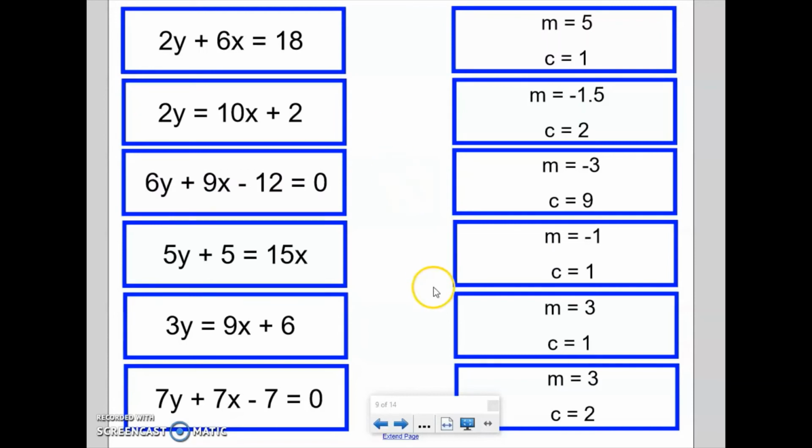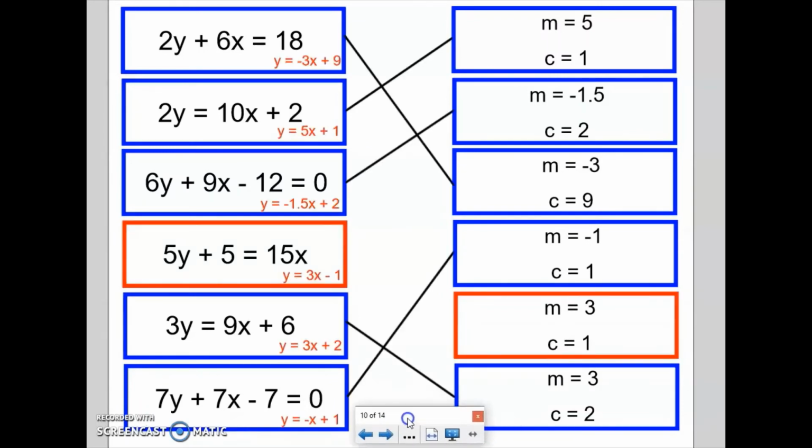Okay, welcome back. Let's have a little look at my matchings. So this should look something like this. If I talk through the first question here, we've got 2y plus 6x equals 18, and we need to manipulate it into the order y equals mx plus c.